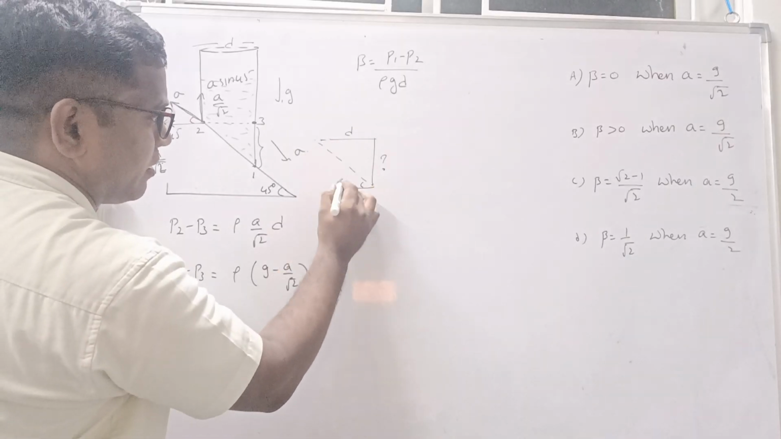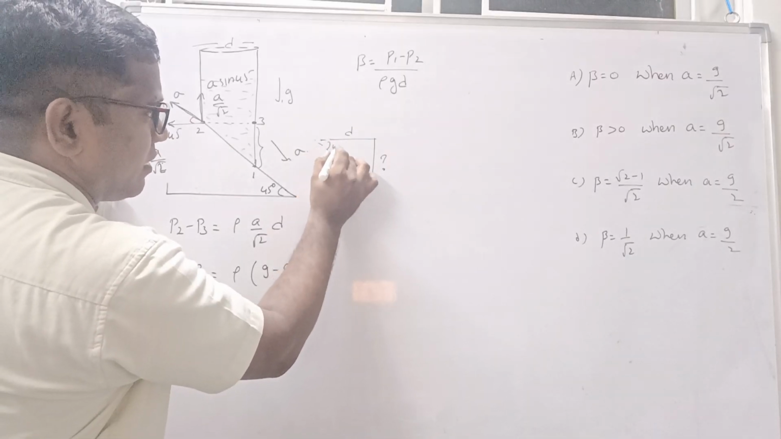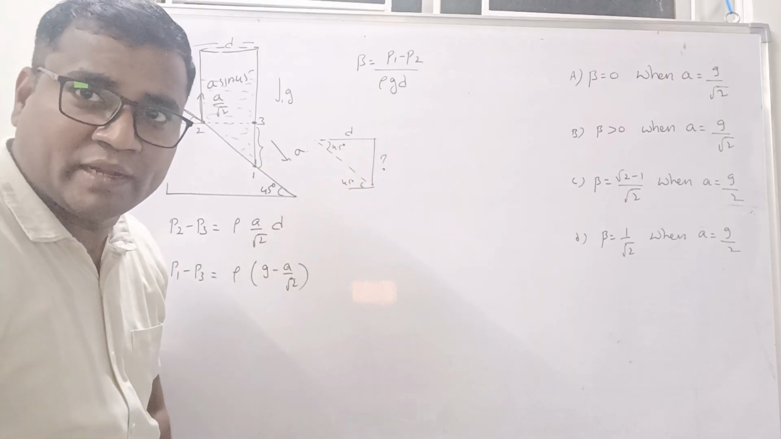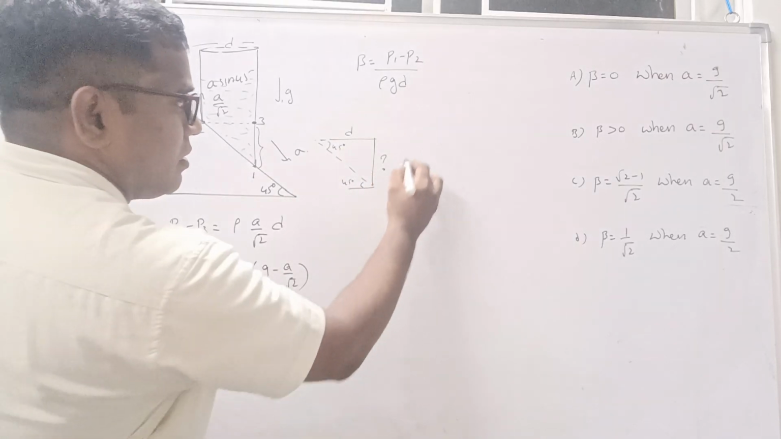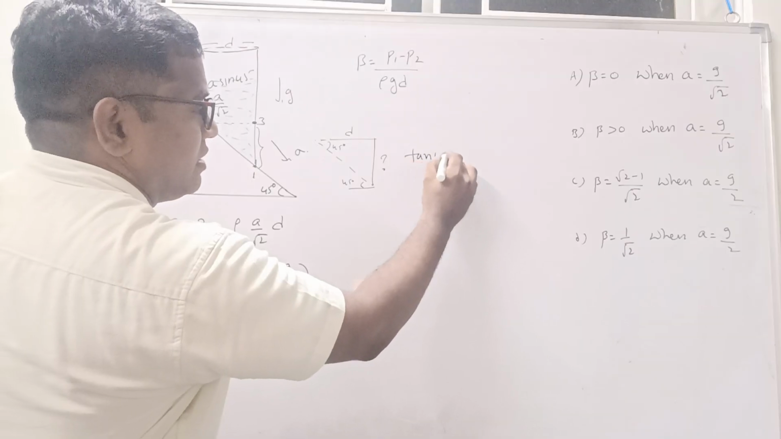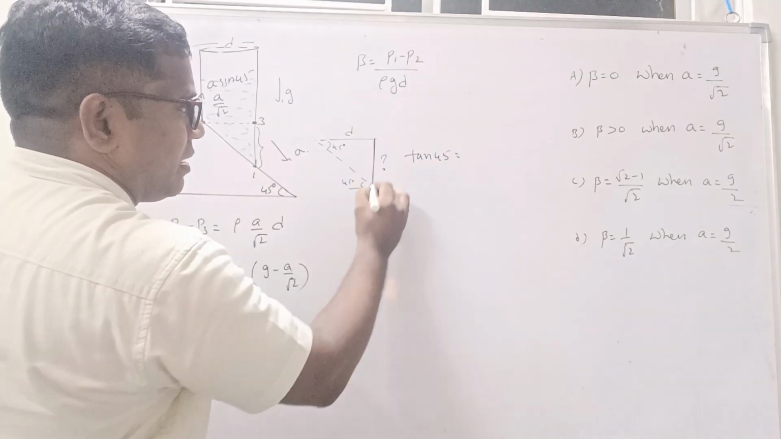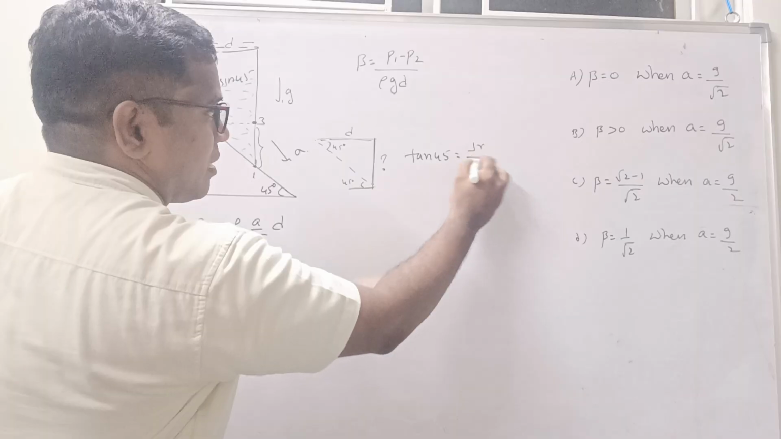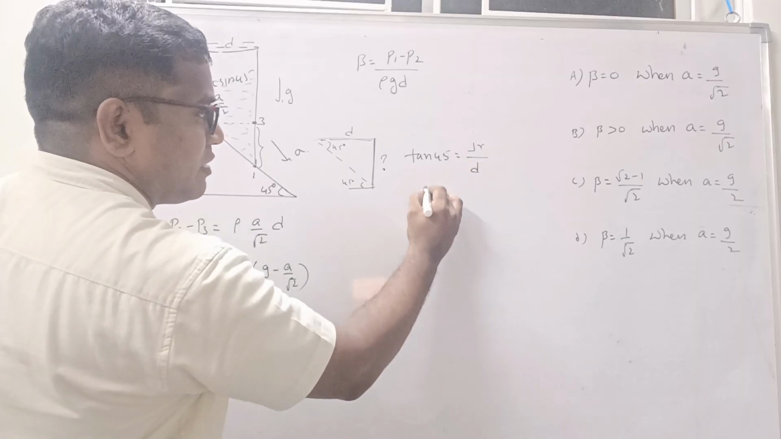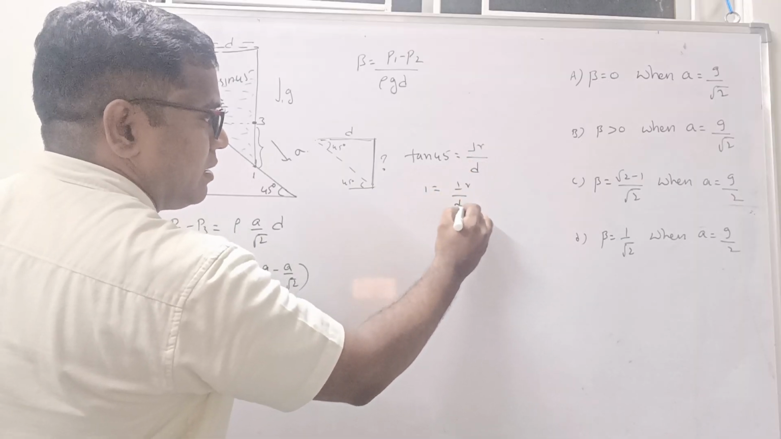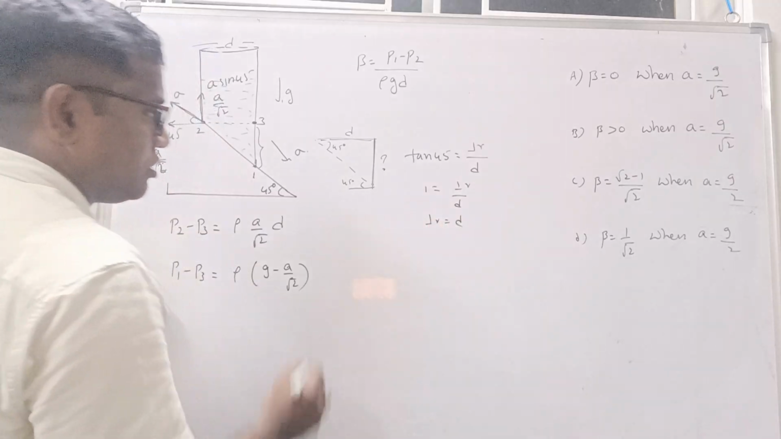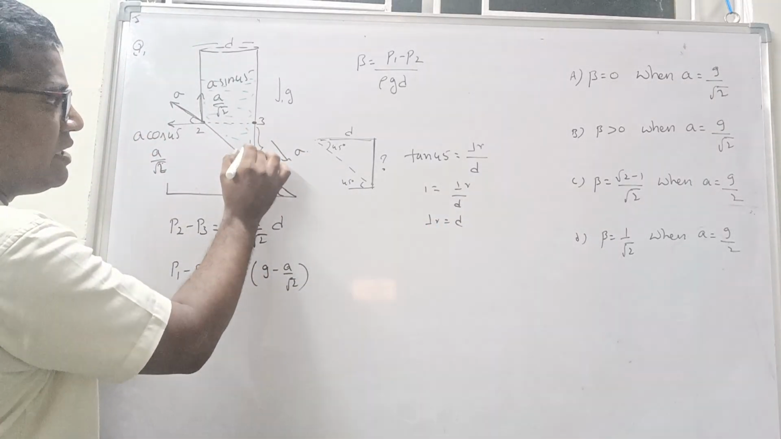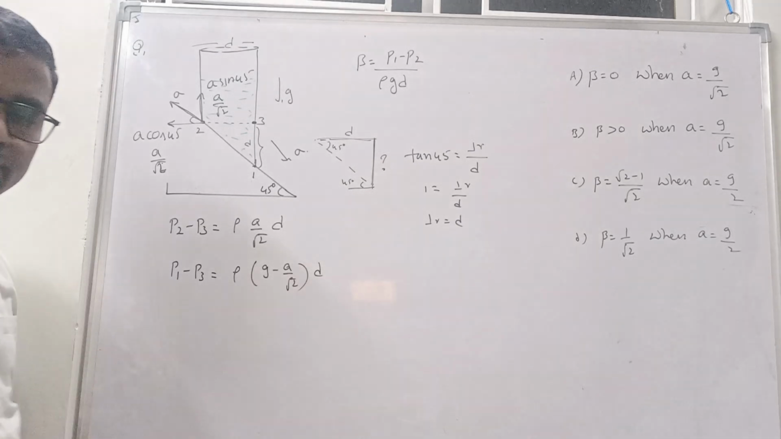So this is 45. If it is 45, we know tan 45 is equal to 1. So tan 45 is equal to perpendicular upon base, and the base is D. Tan 45 is equal to 1, so perpendicular by D gives perpendicular equal to D. So this distance is how much? Again I got D, so I will write this is D.